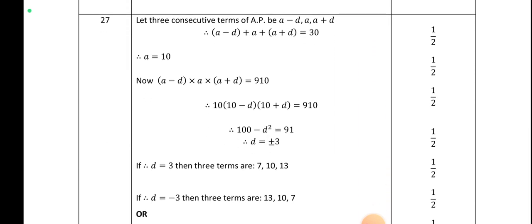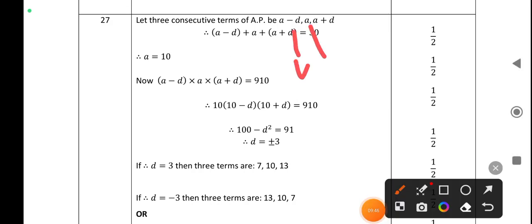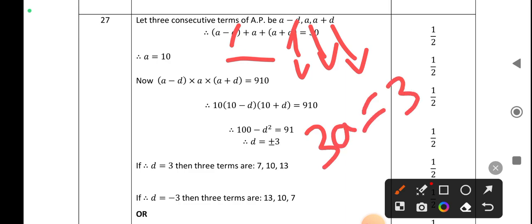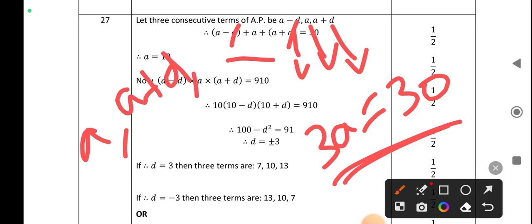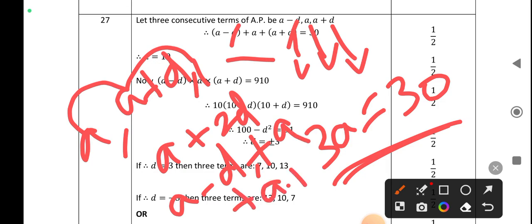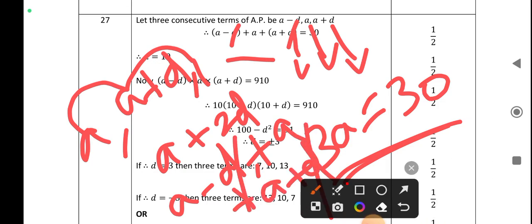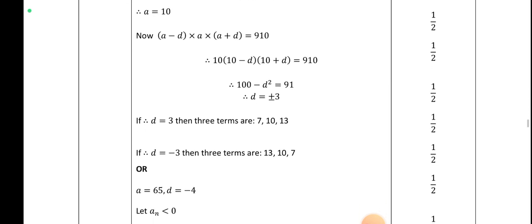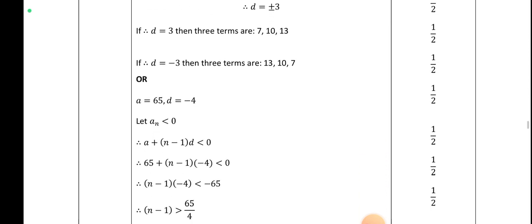Then 27th, children, AP, easy. Whenever three terms are asked, you have to consider a minus d, a, a plus d. In the sum, minus d plus d gets cancelled and you get 3a equal to 30, so you get the value of a. Sir, why a minus d, a plus d? If I write the general form of the AP, a, a plus d, a plus 2d, you won't get the answer. Yes, it will be complicated because two variables will be there. If you consider a minus d plus a plus d, then the d will be cancelled. Your work will be easy. You will easily get the 3a. So whenever three terms, use this; for four terms, accordingly a minus 3d, a minus d will come.